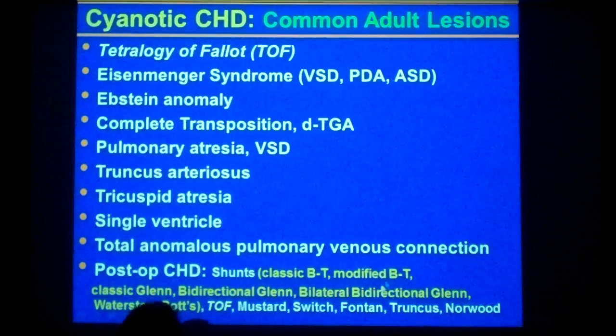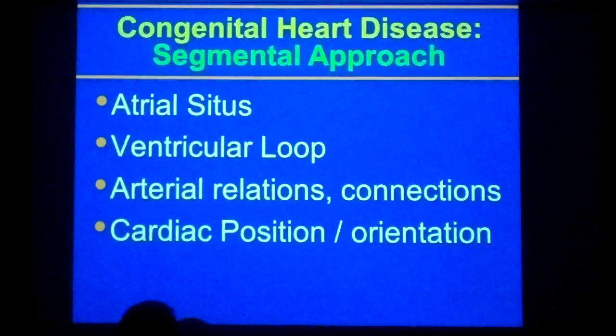It may be just some kind of shunt, like BT, Glenn, bidirectional Glenn. Waterston, very rare. Potts, extremely unusual. Then mostly we see tetralogy of Fallot, who have undergone surgery, Mustard, switch for complete transposition, Fontan for single ventricle physiology, and Norwood also have started to come into our practice now.